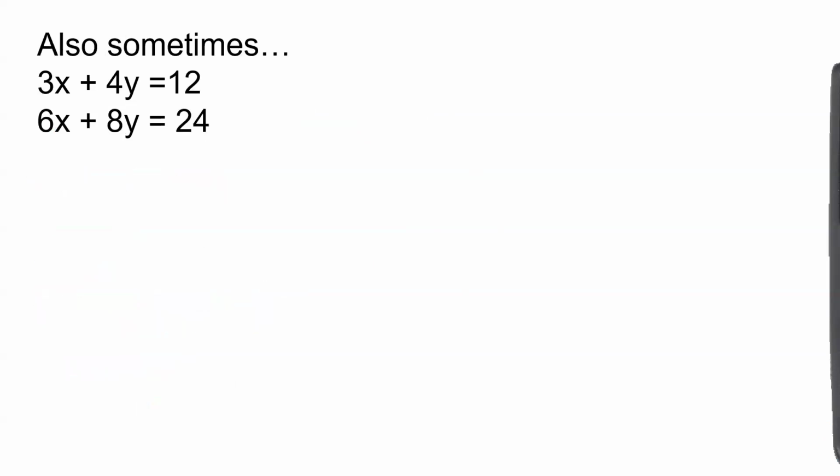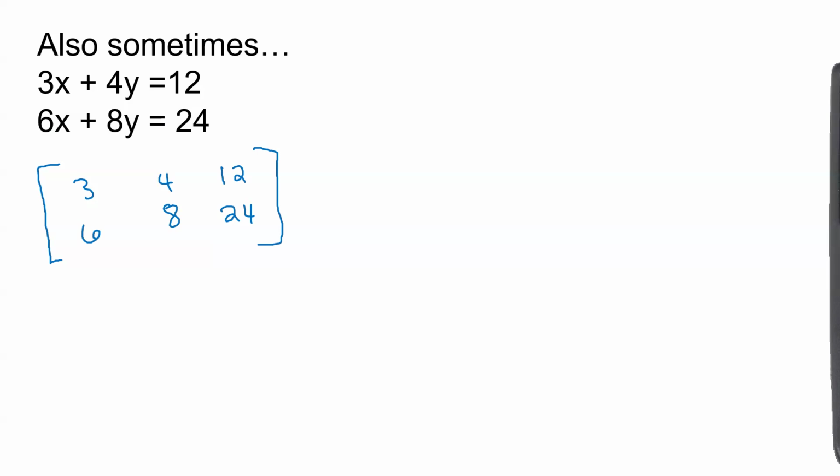Also, sometimes this is the other weird thing that can happen here. Put it into the matrix: 3, 4, 12, 6, 8, 24. And even just looking at this, see how 2 times 3 gives me 6, 2 times 4 equals 8, 2 times 12 is 24. That tells me that these are dependent equations, that they're really two versions of the same thing. It's the same equation, same function.